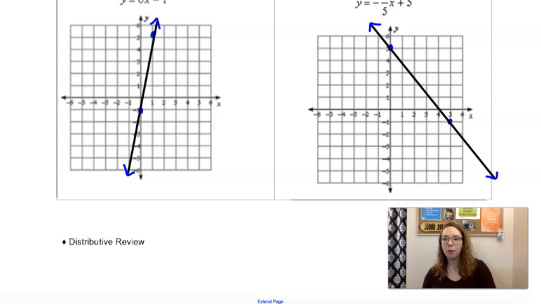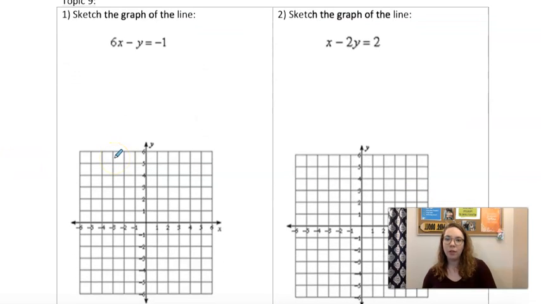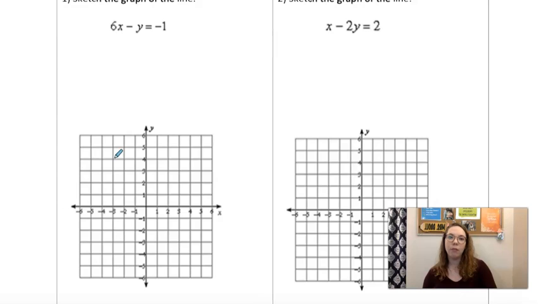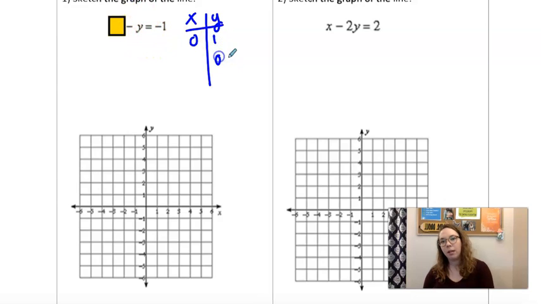All right, I think just 2 more. Sketch the graph of the line 6x minus y equals -1. So when things are in standard form like this, I like to use our intercepts trick we did on the last page. So if I plug in a 0 for x, I'll go ahead and draw the box. That means that y is going to end up being +1. If I plug in a 0 for y, that means that x is going to be -1/6. And I can just do my best to estimate -1/6.